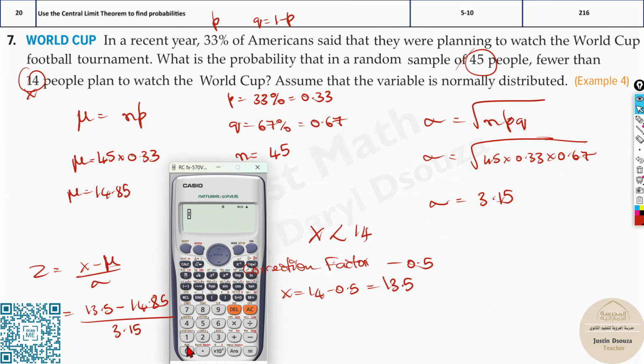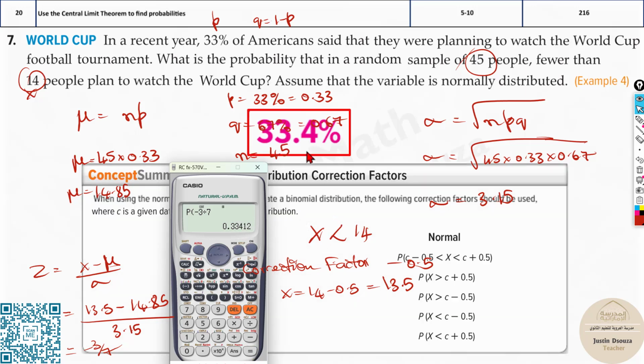Now just put that in the calculator. Over here we have to do 13.5 minus 14.85 divided by 3.15. So negative 3 by 7. Now let's just write it out over here. That is minus 3 by 7. So that is where we need to find the probability, isn't it? Less than, fewer than. So let's just put shift 1, mode 3, and now we can use shift 1, phi, 1, and minus 3 divided by 7. The answer is 33.4.